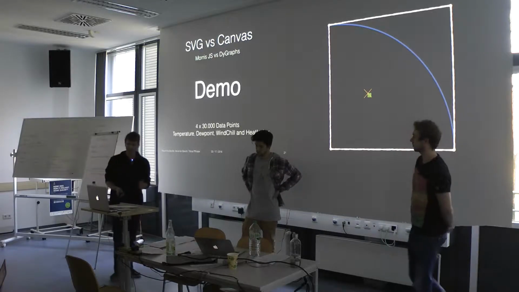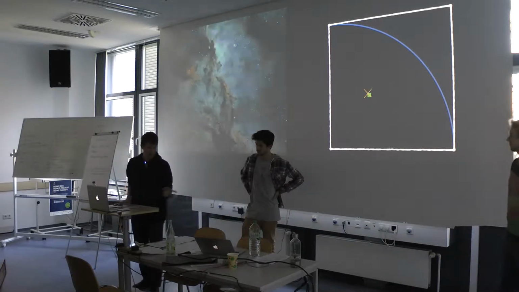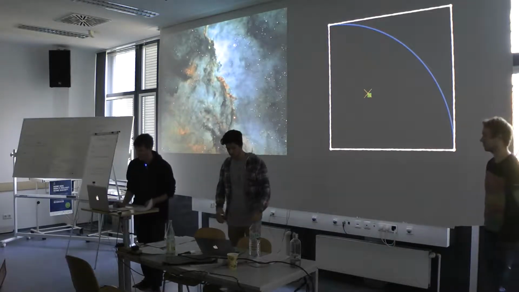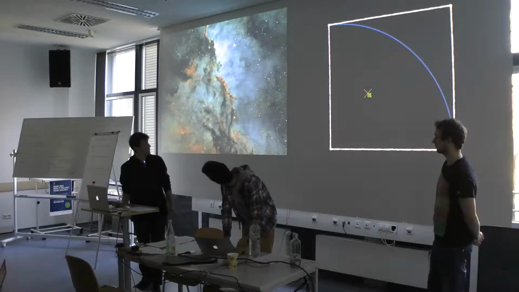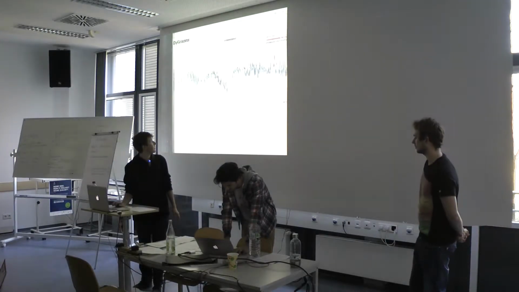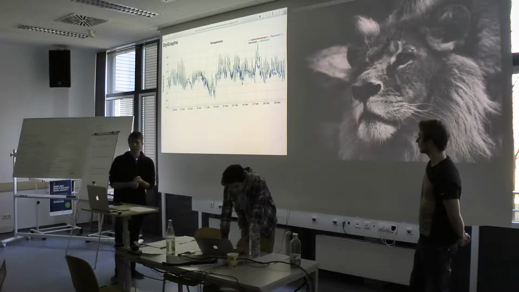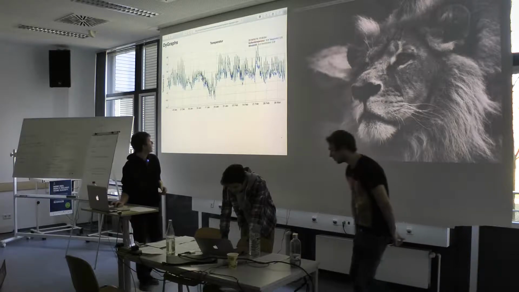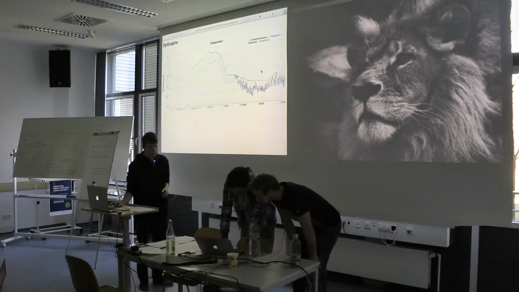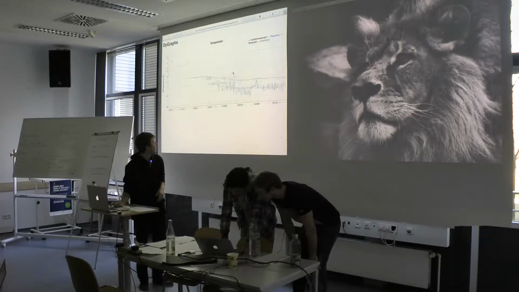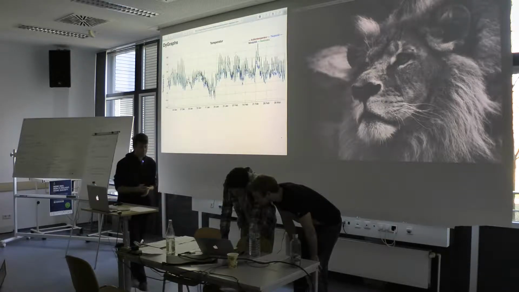So I have set up a small demo just to show it. Can you start it with the Morris? I have two libraries. One of them is Morris.js and one of them is Dygraphs. Dygraphs is a Canvas-based library. I just refresh it. These are around 120 data points of weather, so I can zoom in and so on.